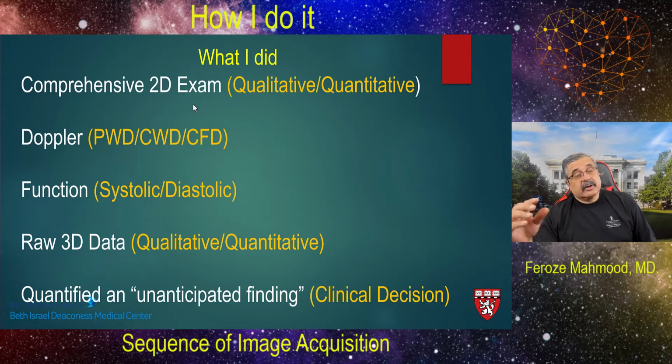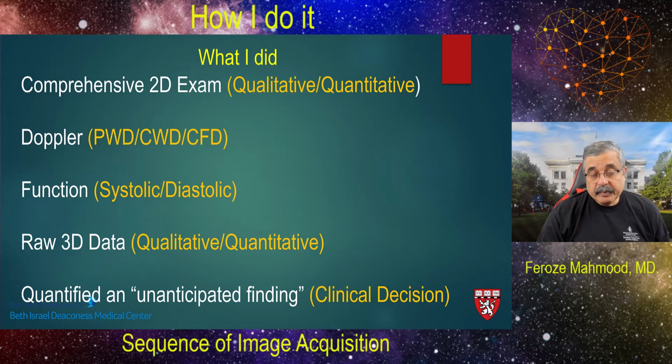Raw 3D data was acquired of all the valves, specifically mitral and aortic, that required some further elaboration of their dimensions. And finally we quantified an unanticipated finding, that was the presence of aortic insufficiency, which we deemed as mild and therefore provided a quantification basis for a very important clinical decision.